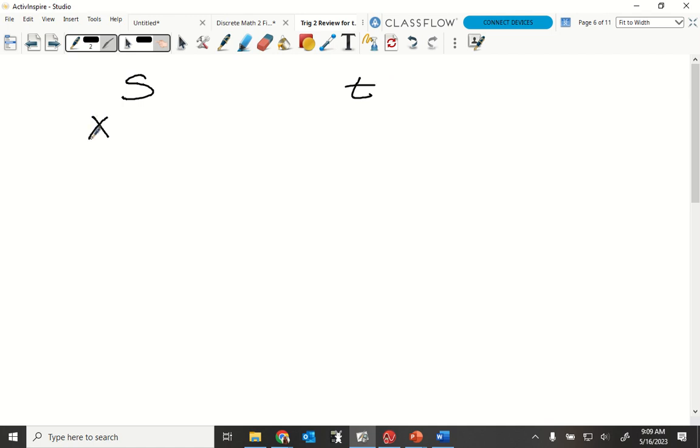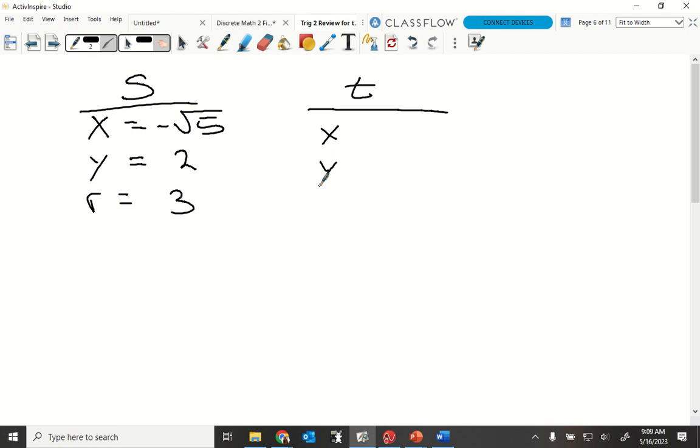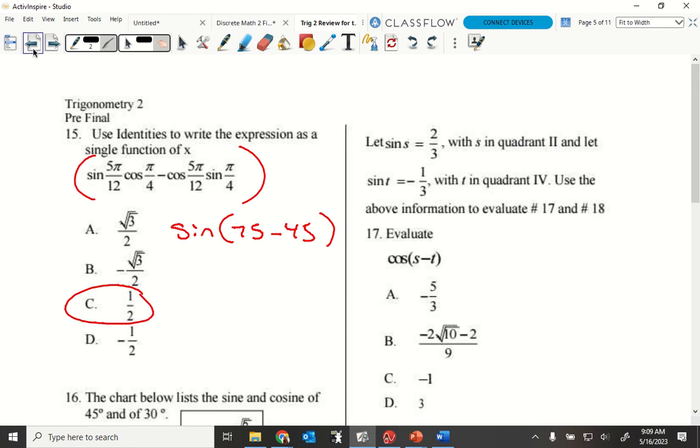So, we had x, y, and r. What was the s? You guys did this one, right? Did you write it down? What was negative, right? Negative 5, y, 2. Like that? Good. All right, t's. 2 rad 2, y, negative 1, r, 3. Right there? Okay. So now it's asking for cosine s minus t.